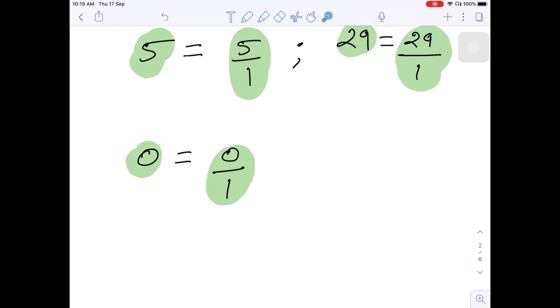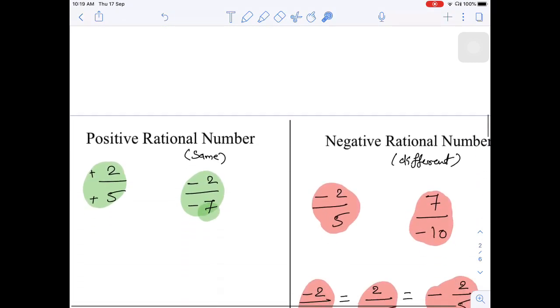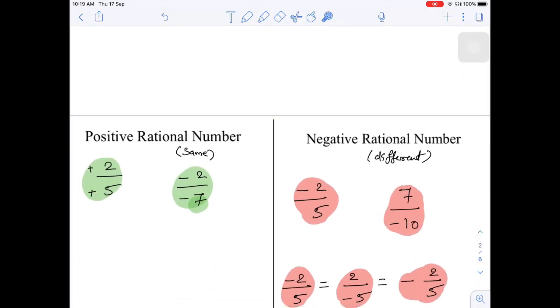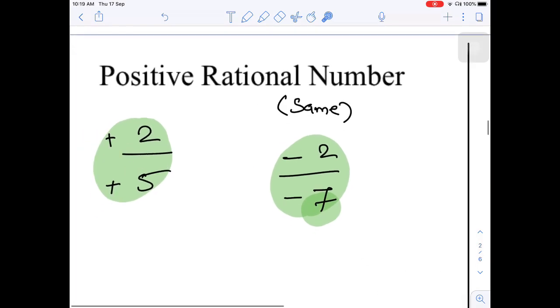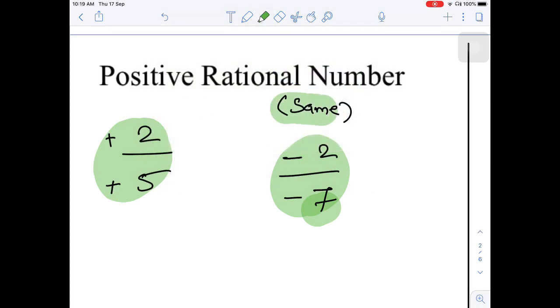Now let us see some different types of rational numbers. There are two types of rational numbers. Let us start with the first one, that is positive rational numbers. A rational number is said to be a positive rational number if the numerator and the denominator both have the same sign. So what is important over here? They both should have the same sign.